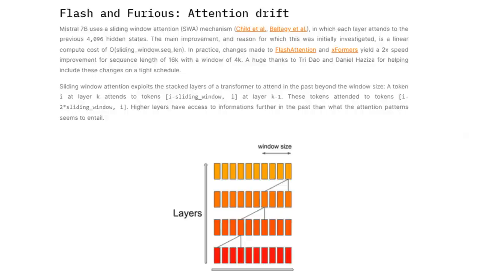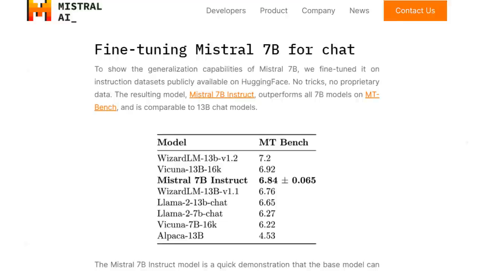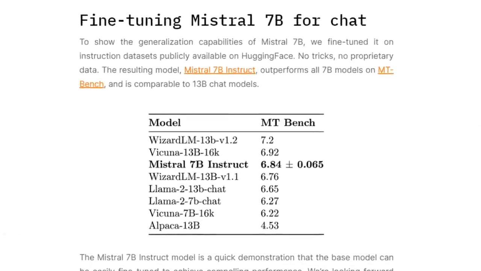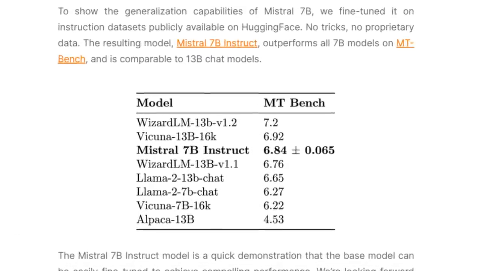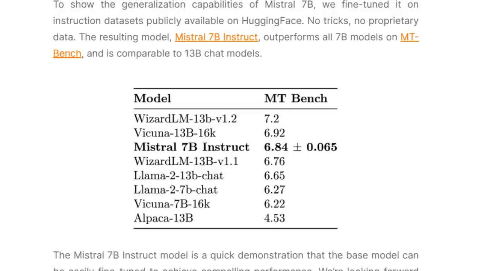Here they've got a little bit about the sliding window attention and how that attends to the 4,000 tokens. We can also see that they've released a chat model, or an instruct model, which they're calling the Mistral 7B Instruct model. They show that not only is this beating all the other 7B models, it's actually doing better than a lot of the 13B models, with only perhaps WizardLM 13B and Vicuna 13B beating it here.